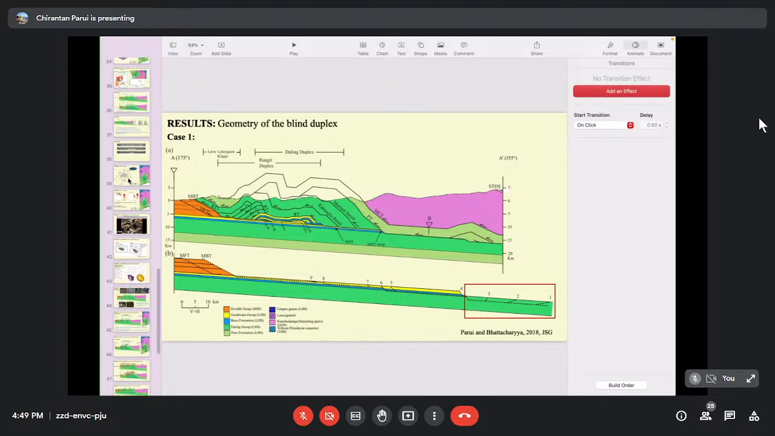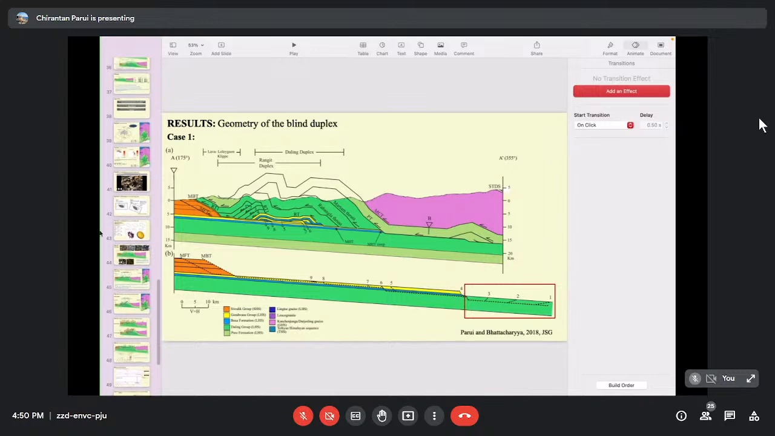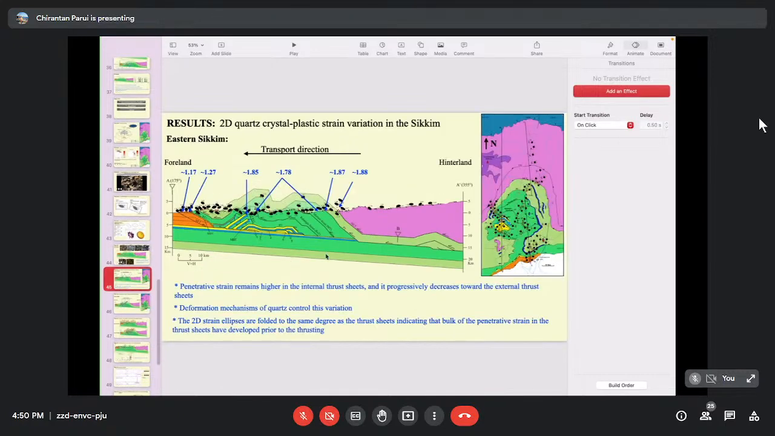So the overall strain pattern shows that they formed prior to thrusting, but when thrusting is happening, there is strain localization, then there is a folding event, then there are footwall structures which are folding. So as a result, the strain is getting overprinted by all these different events.